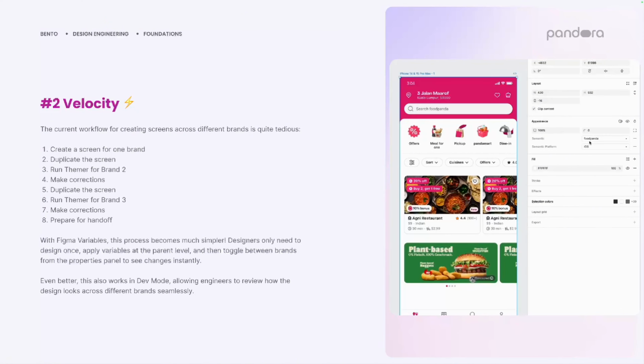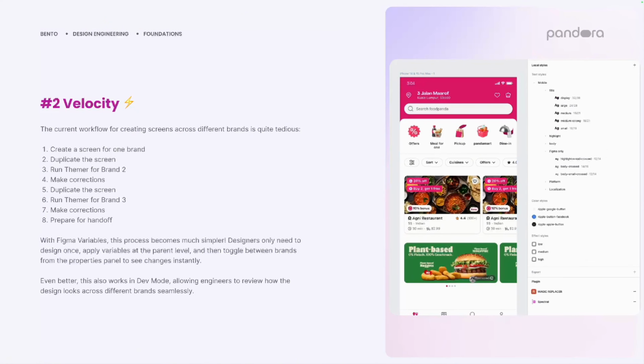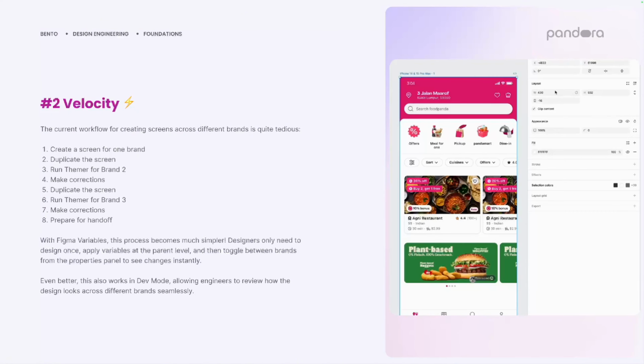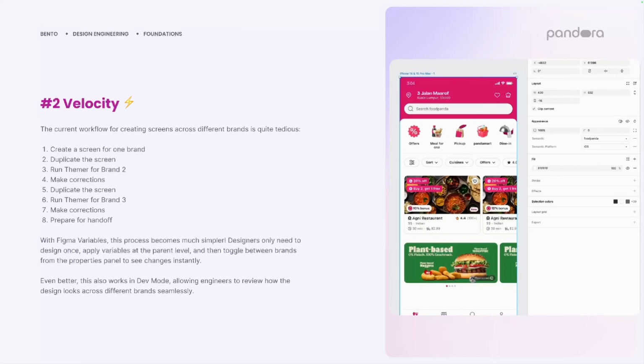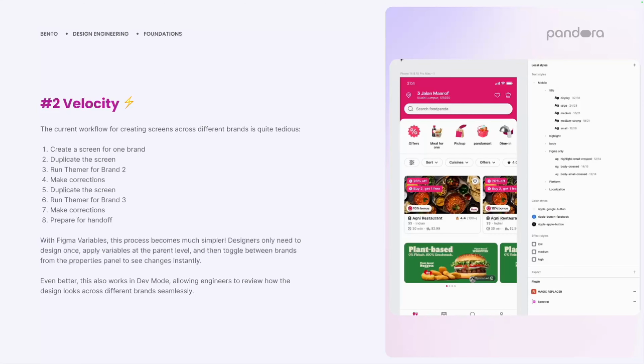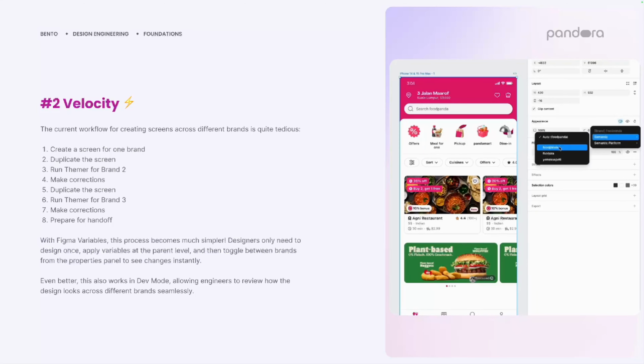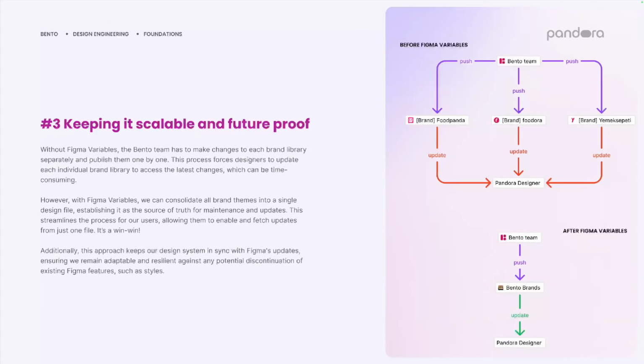This is quite tedious. With Figma variables, this process becomes much simpler. Designers only need to design once, apply variables at the parent level, and then toggle between brands from the Properties panel to see changes instantly, as you can see on the video on the right. Even better, this also works in dev mode, allowing engineers to seamlessly review how the design looks across different brands.